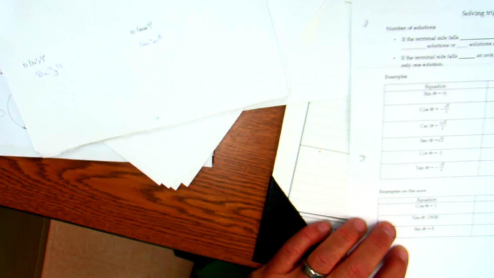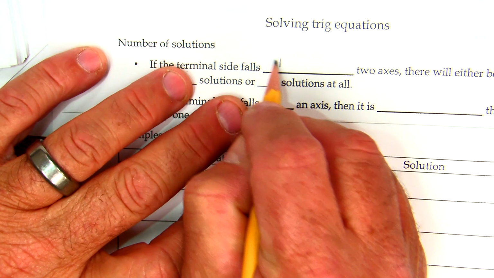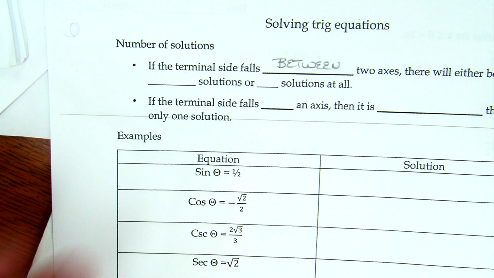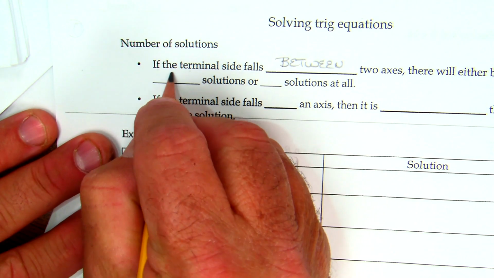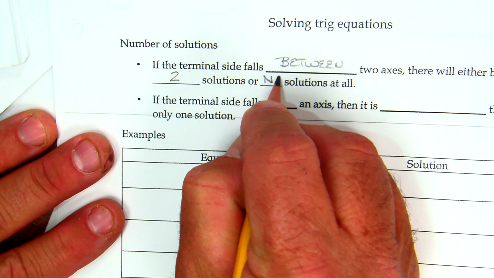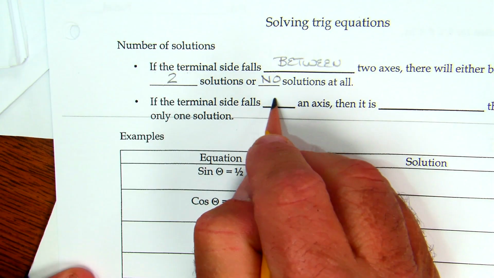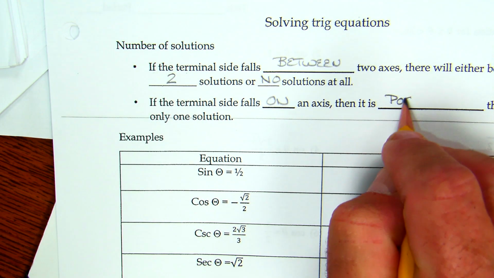Okay, ready to go. All right, so basically what we're doing is this. When we're solving trig equations, if the terminal side falls between two axes, so in other words, in one of the quadrants, there will either be two solutions or no solutions at all. If the terminal side falls on an axis, then it is possible there is only one solution.